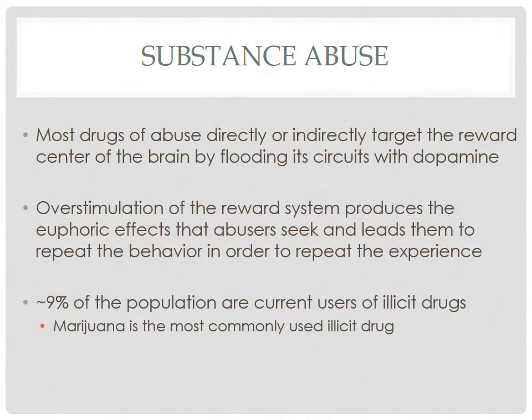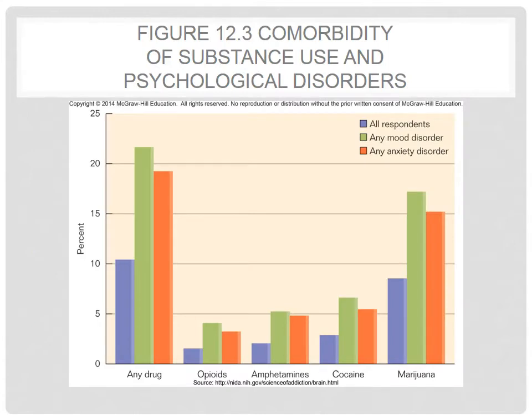Just to give you an idea, approximately 9% of the general population are current users of illicit drugs, right? And marijuana is included here, and that's going to be the most commonly used illicit drug. So quite common. To give you an idea about some of the comorbidity that occurs, if we're looking at the use of any drug coupled with mood and anxiety disorders particularly, you'll see that it's an extremely high prevalence rate. You're very rarely likely to see somebody that is suffering strictly from a substance use disorder. There's very often comorbidity that occurs, as you can see here.